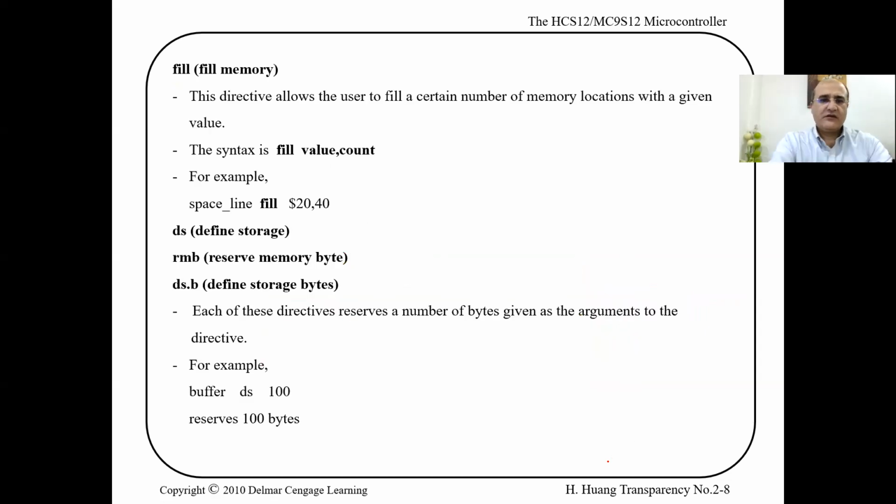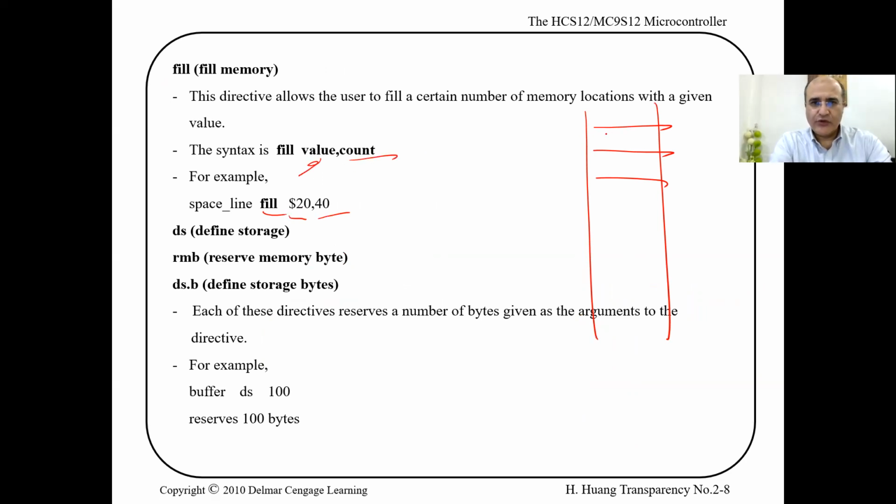Fill. The fill is a directive that fills a number of memory locations, for example fill 20, 40. The value, how many times? This will put a 20, 40 times in memory. Okay, this is the fill. If you want to initialize an array, you can use it for that.